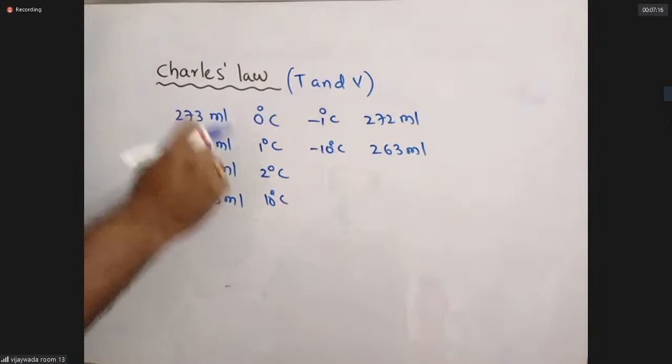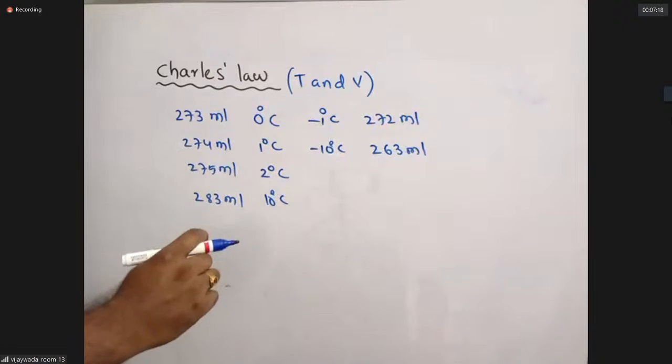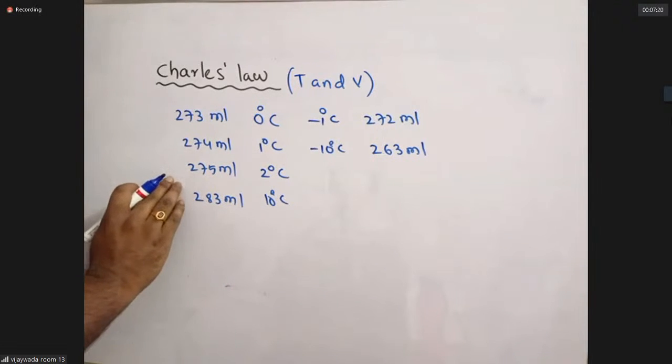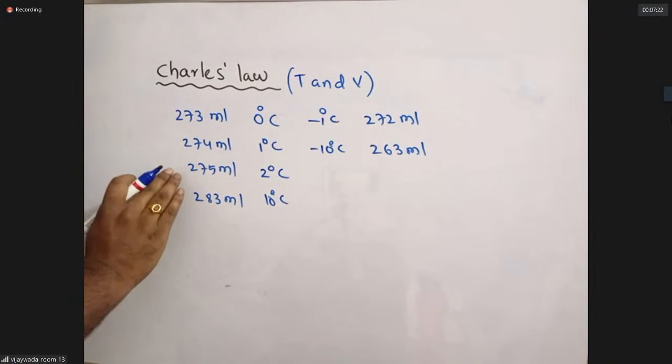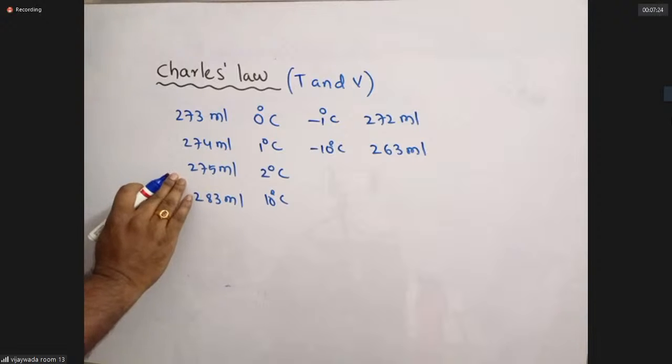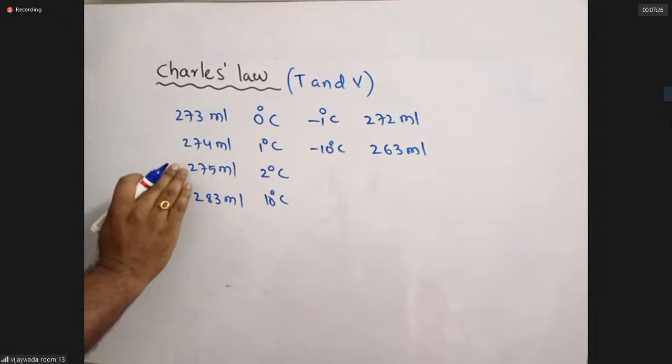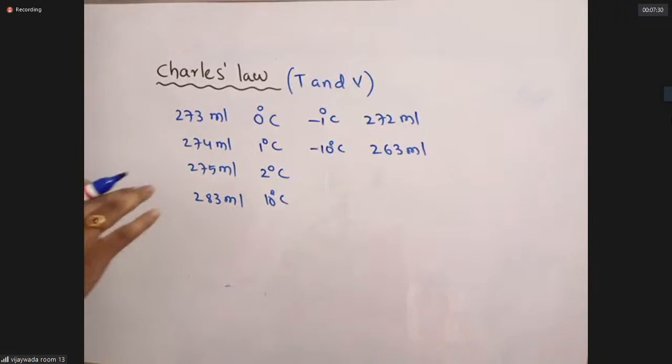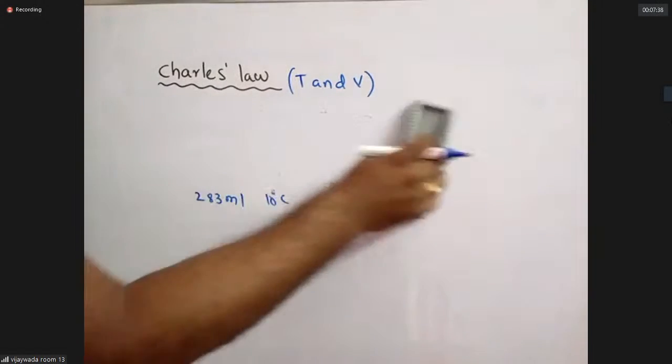Based on this experiment, he concluded that at constant pressure, for a fixed mass of gas, volume is directly proportional to temperature. That is simply Charles' law. Okay, so write down the statement regarding Charles' law.